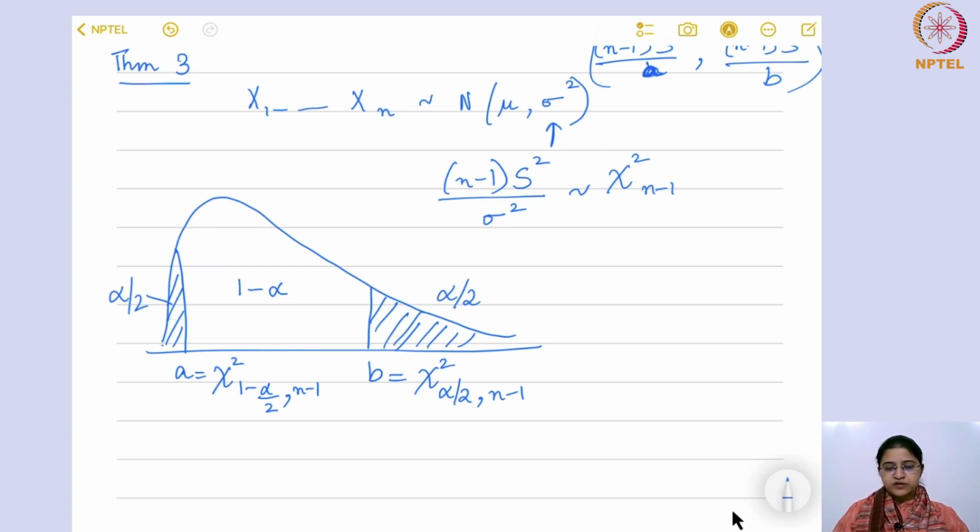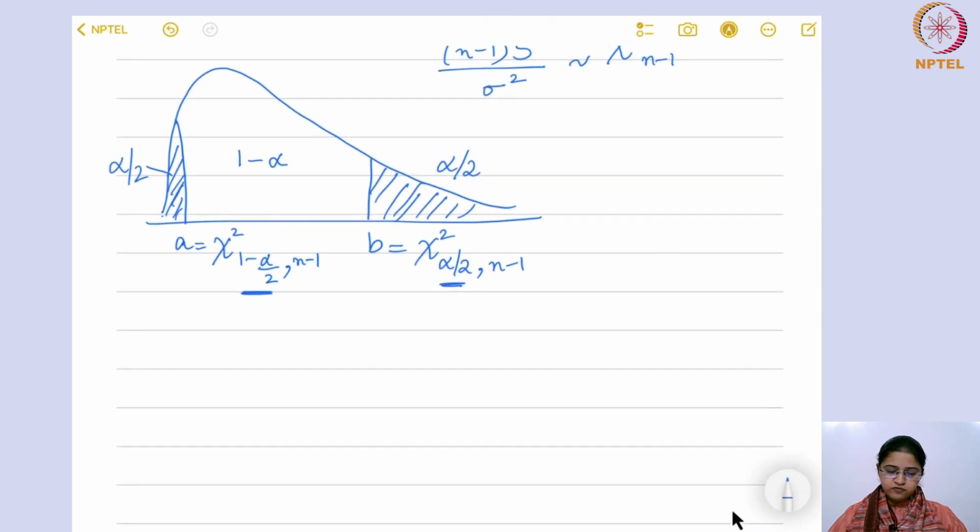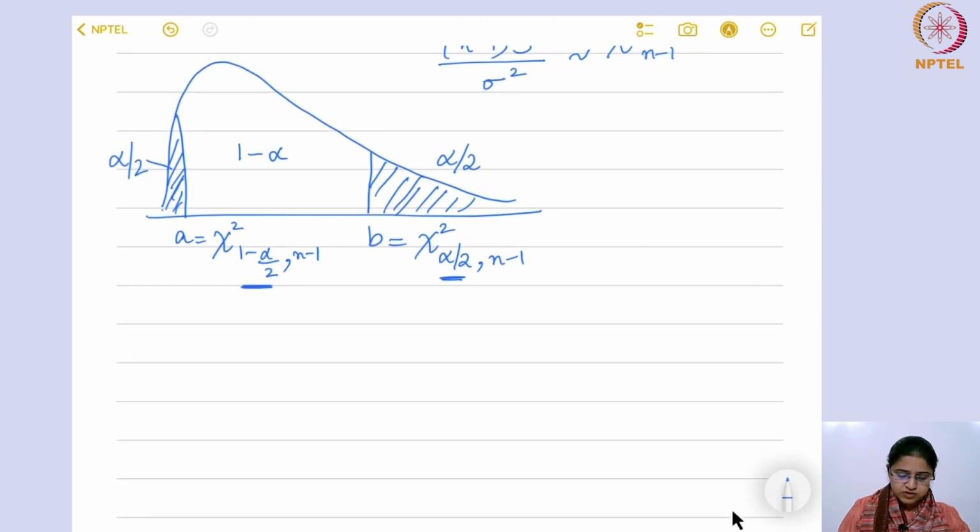So in both the cases we are writing what area is to the right of that point. In this case it is alpha by 2, and in this case it would be 1 minus alpha by 2, because alpha by 2 is this shaded portion. If you look at the remaining side, it would be 1 minus alpha by 2. Now with this information, we will try to prove the result.